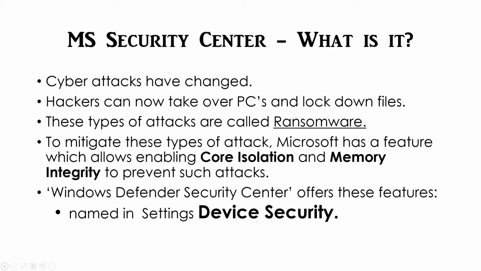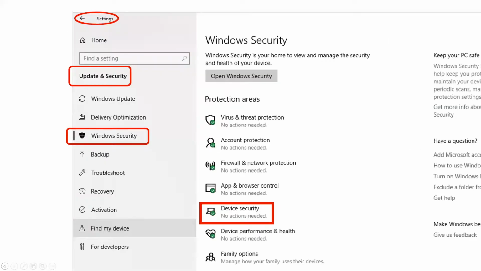But we need to go into device security to see some of the things that are happening in the Microsoft Security Center. And you get to device security by going into settings, clicking on update and security, and then going down and clicking on Windows security, and you see over there in the middle of the screen, device security, no action needed, and you can click on that.